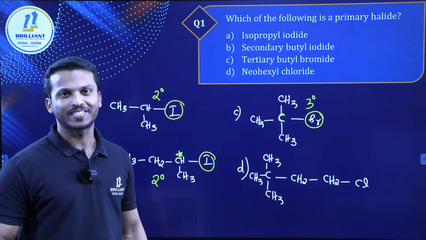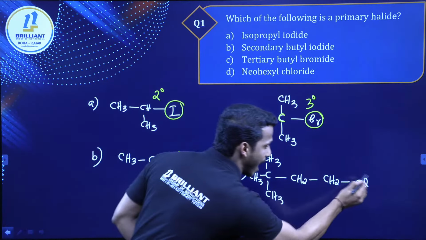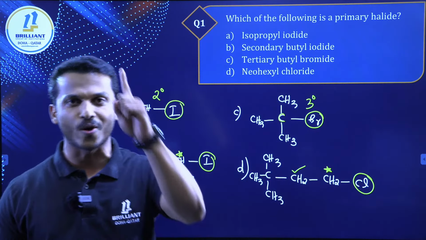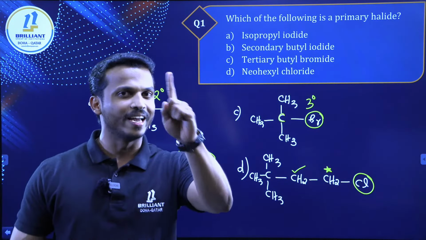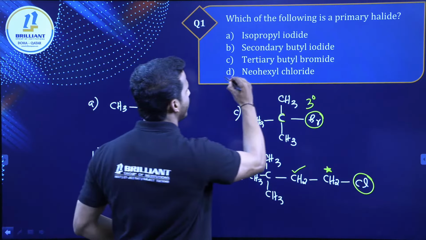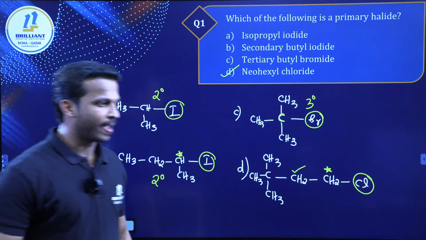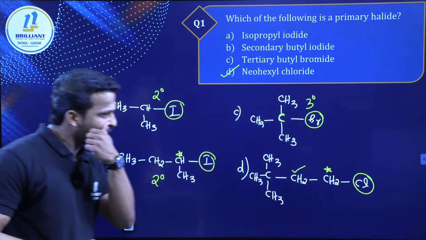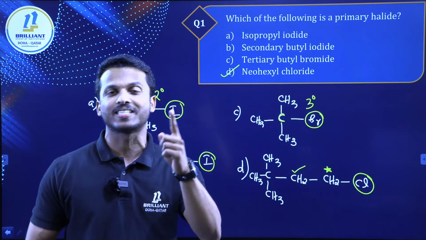So definitely your answer is option D. Why? Here the halogen-connected carbon is directly connected to only 1 carbon, so it is primary. Very good. The answer is option D. I think most of them have given the correct answer. Omia, Sanjay and all have given it. Yes, neohexyl chloride, that is the correct answer.